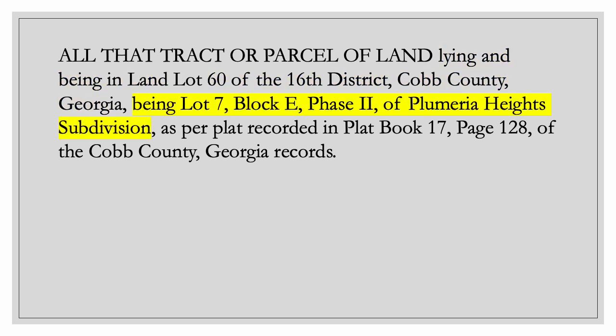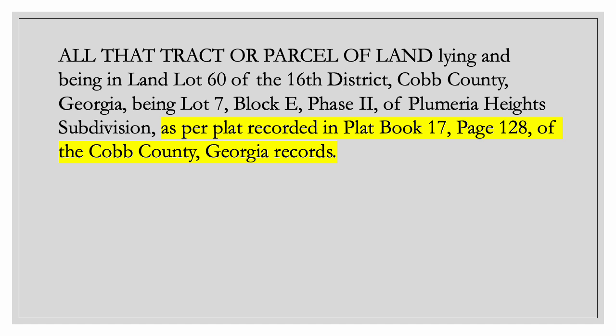Next, we have the being Lot 7, Block E, Phase 2 of Plumeria Heights subdivision. This specifically identifies the individual lot within that named subdivision, okay? That's possible because Plumeria Heights subdivision has a master plan that's been recorded. And then we have as per plat recorded in Plat Book 17, page 128 of the Cobb County, Georgia records. This gives that crucial reference to where the detailed survey for this subdivision can be found in the county's public records.